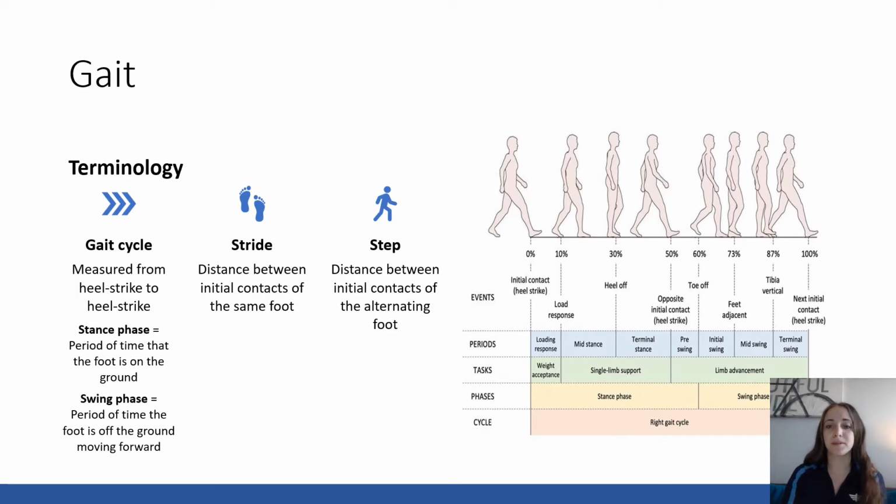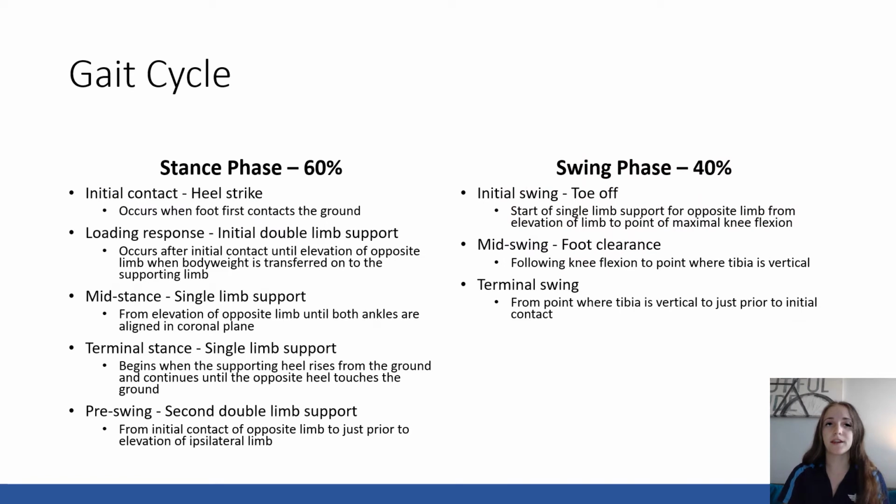And gait has three main descriptors. It's described as time as a percentage, phases relative to position of the limbs, and then the weight-bearing status. So in our gait cycle, the stance phase makes up about 60% of our gait cycle. We have initial contact or heel strike, and it occurs when the foot first contacts the ground, and our hip extensors are working to stabilize the hip, and we also have the quadriceps and tib anterior eccentrically contracting.